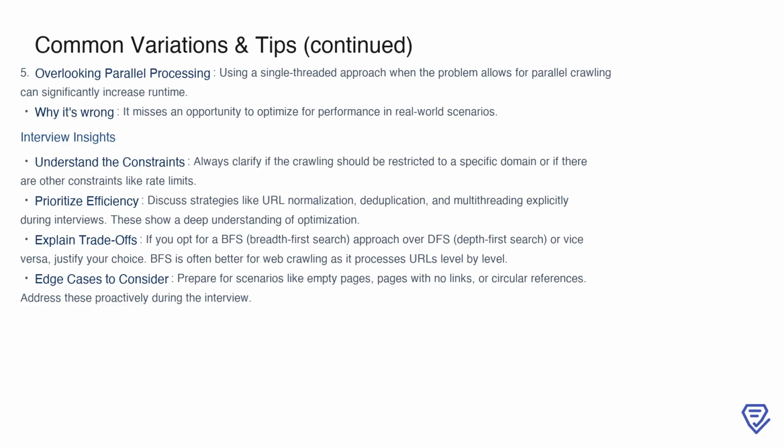Additionally, when choosing between BFS and DFS, justify your decision. BFS is often preferred for web crawling because it processes URLs level by level, which mirrors how users typically navigate websites. Finally, be prepared for edge cases during interviews, such as handling empty pages, pages with no links, or circular references. Addressing these proactively shows thoroughness in your approach.